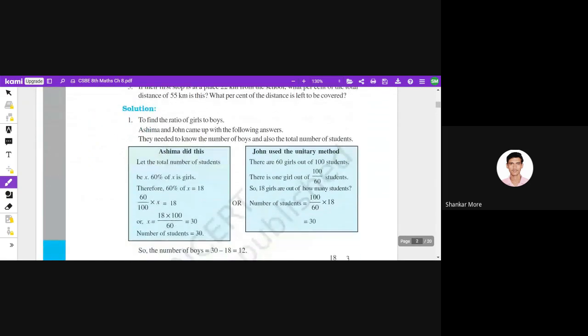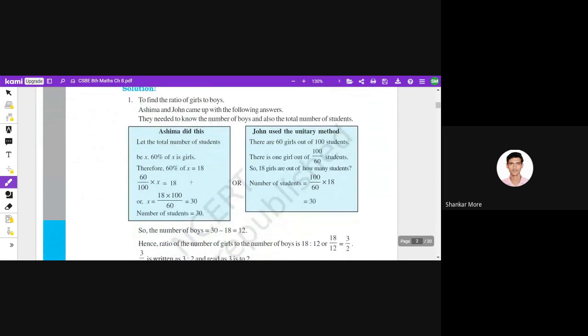Before calculating that, let's review the steps that are given in your book, right? Ashima and John have used different methods. Let's first check out Ashima's method. How has she calculated the number of students? 60% of X is girls. Therefore, 60% of X is 18.